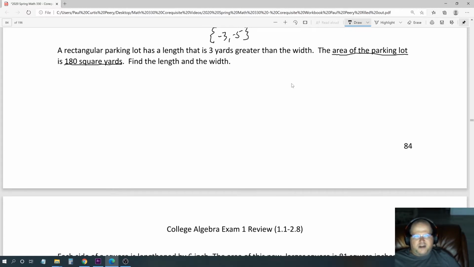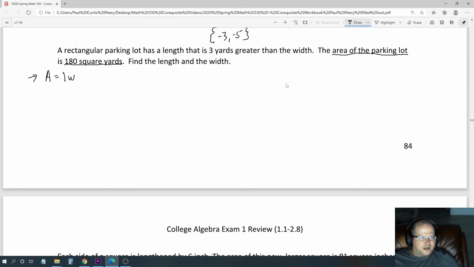So since I identified I'm dealing with the area of a rectangle, it's got several clues in here. Area of parking lot, it talks about square yard, talks about length and width. Lots of indications of the area of a rectangle. So we know its area is equal to length times width. So like there. Okay, cool. So we wrote our general equation right there.